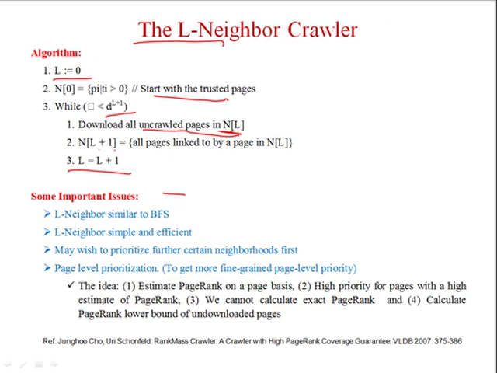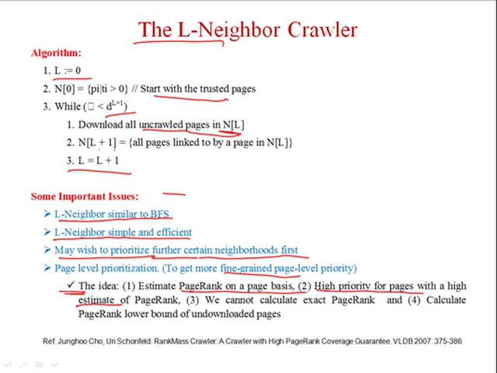Some important issues. L neighbors is similar to breadth first search. L neighbors is simple and efficient. We may wish to prioritize certain neighborhoods first, or use page level prioritization to get more fine-grained page level priority. The idea is to estimate PageRank on a page basis, with high priority for pages with a high estimate of PageRank. We cannot calculate exact PageRank, so we calculate the PageRank lower bound of undownloaded pages.